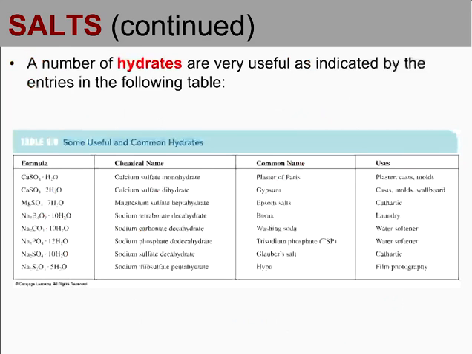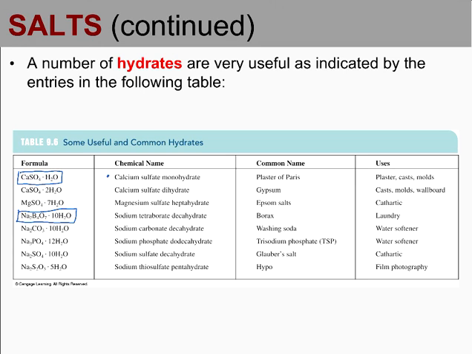So some examples of hydrates, for instance, calcium sulfate can hold on to one water molecule, and we would call this calcium sulfate monohydrate. And this is something that's used in plaster, it's used in casts or molds. So it's a pretty useful salt hydrate. There's also this hydrate, called sodium tetraborate decahydrate, also known as borax. That's used in laundry.